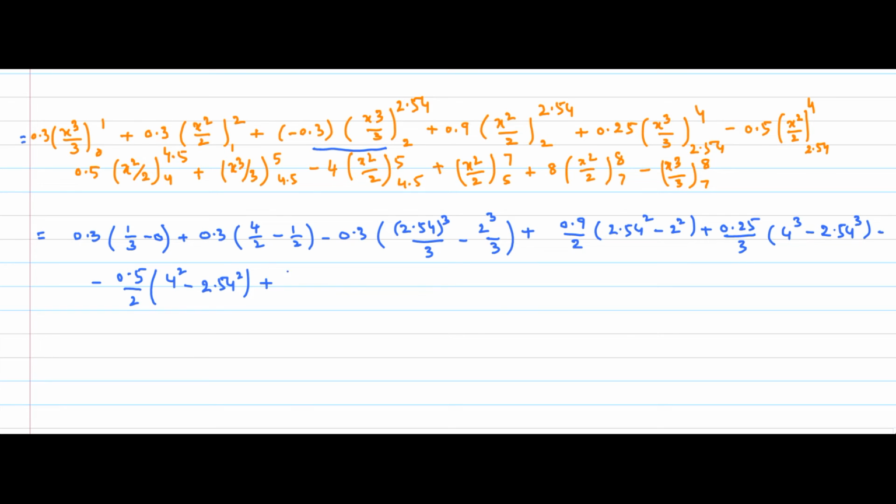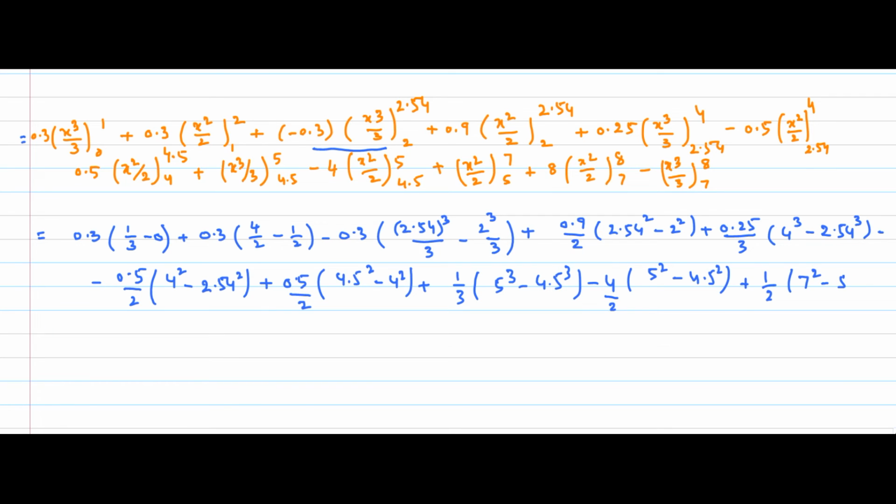Similarly, plus 0.5 into 4.5 square minus 4 square, of course divided by 2 will be there, plus 1 by 3 into 5 cube minus 4.5 cube, minus 4 into 5 square minus 4.5 square, of course divided by 2 will be there, plus 1 by 2 into 7 square minus 5 square, plus 8 by 2 into 8 square minus 7 square, minus 1 by 3 into 8 cube minus 7 cube.